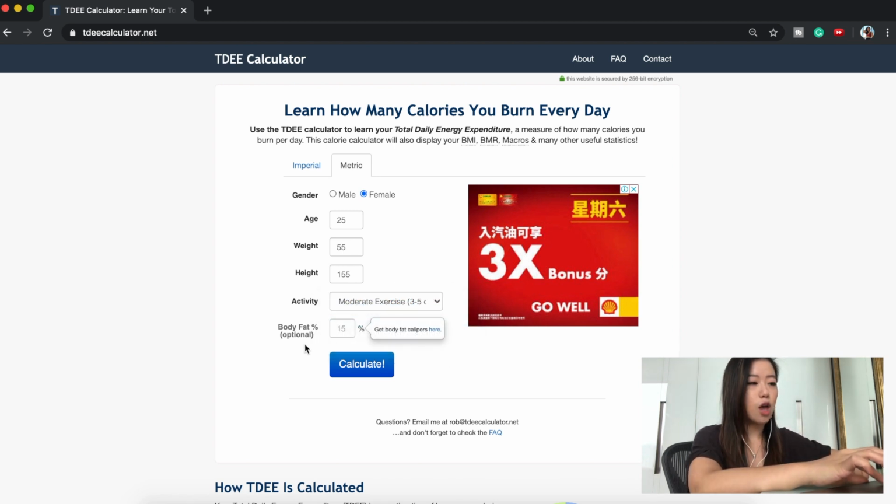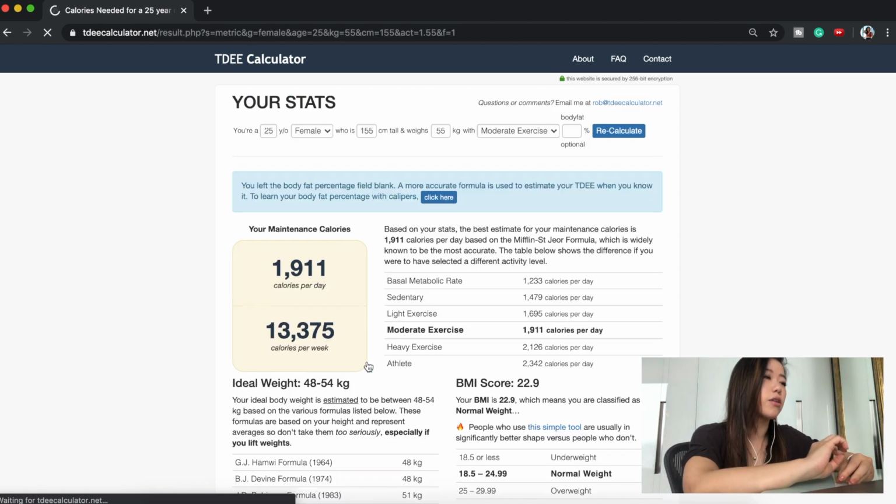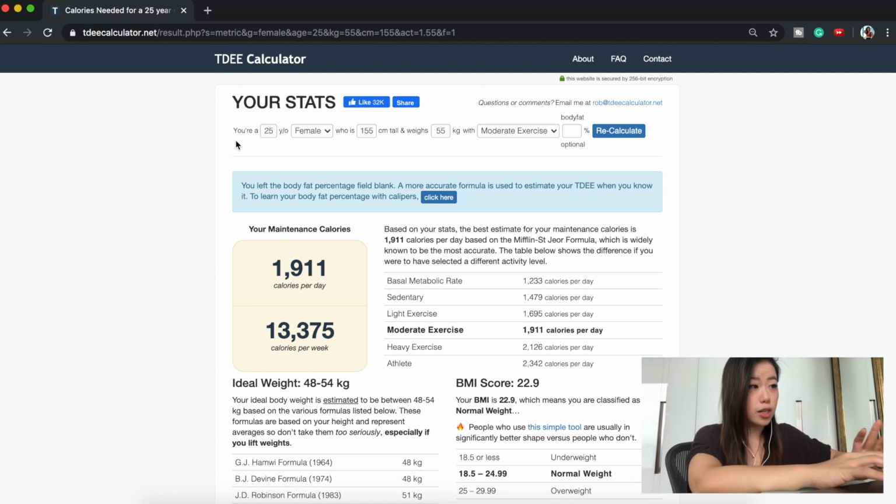And body fat here is optional, as you can see. It is going to influence the result a little bit, because if you are in general a leaner person, then you do burn more calories at rest. I'm going to leave it blank for now. So I'm going to hit calculate, and this will be your results page. And even when you're on the results page, you can actually go ahead and make edits to any of those fields that you have just put in to see how the result would change.